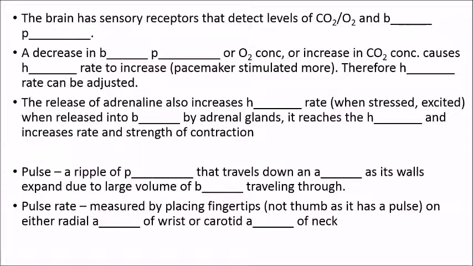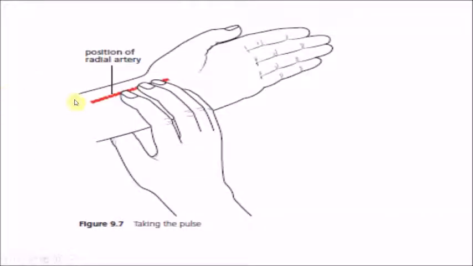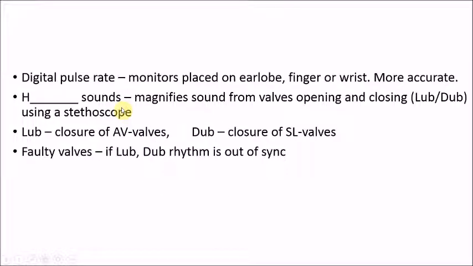Pulse rate is measured by placing your fingertips on the radial artery of the wrist or the carotid artery of the neck. Don't use your thumb, because your thumb has a little pulse and you don't want to get confused between the two pulses. That just shows you the radial artery of the wrist and how you would take your pulse there. Now, digital pulse rate is just a more accurate way of measuring the pulse using technology, and you place monitors on the earlobe, finger, or wrist to measure the pulse.